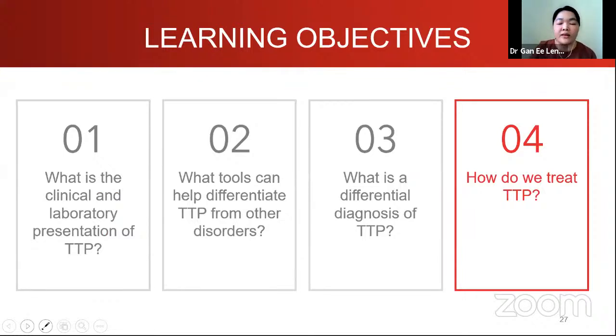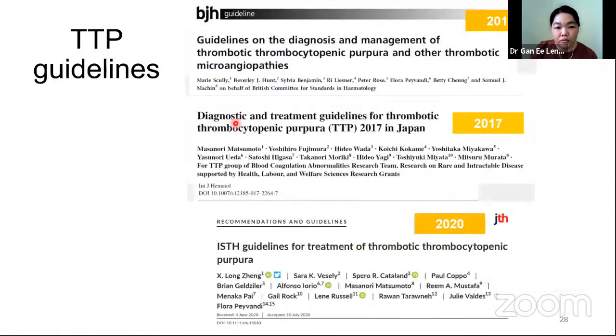When I was preparing these talks, I basically went through the main 3 guidelines. When I was a medical officer in training, we talked about the British Journal of Haematology guidelines on the diagnosis and management of TTP and other thrombotic microangiopathies. This was published about 10 years ago.